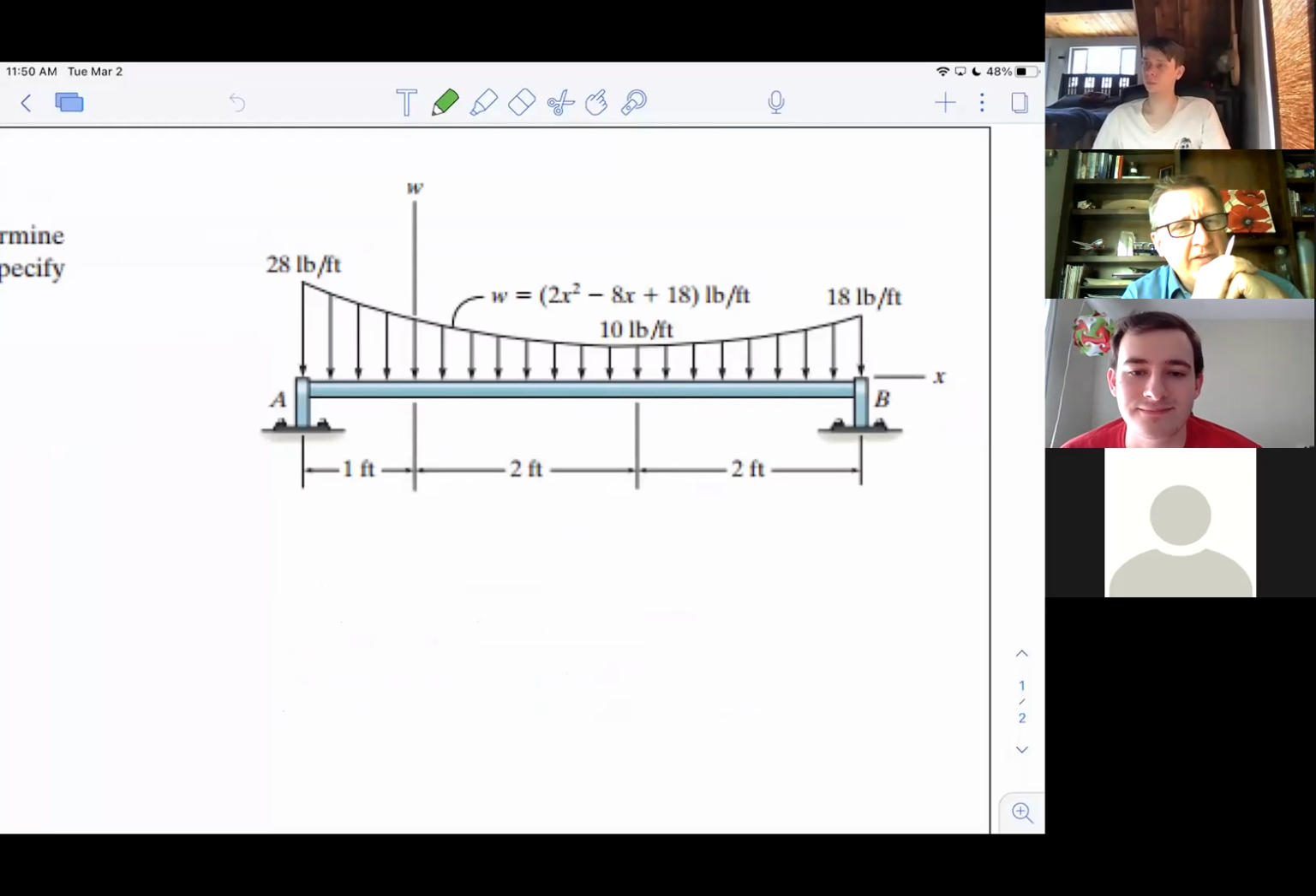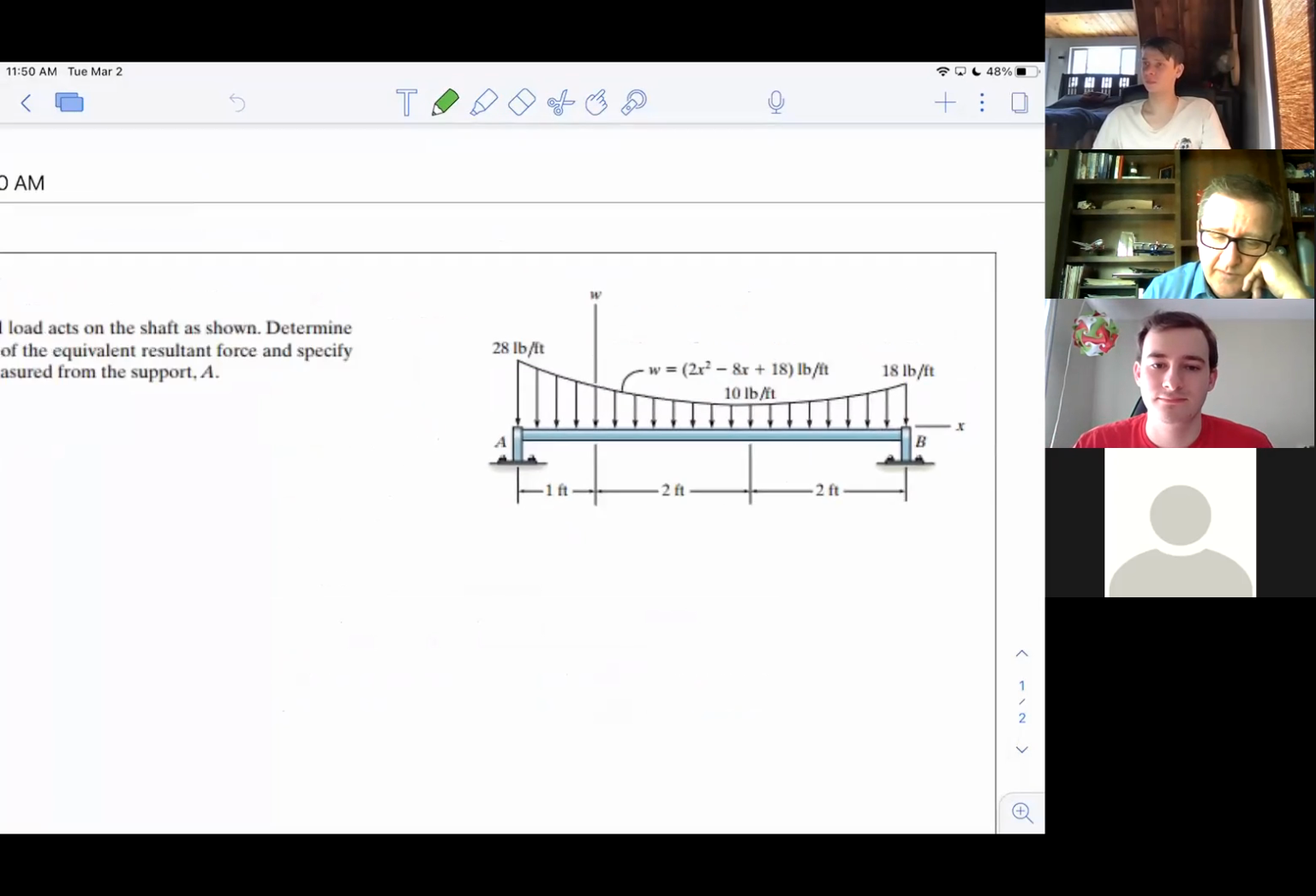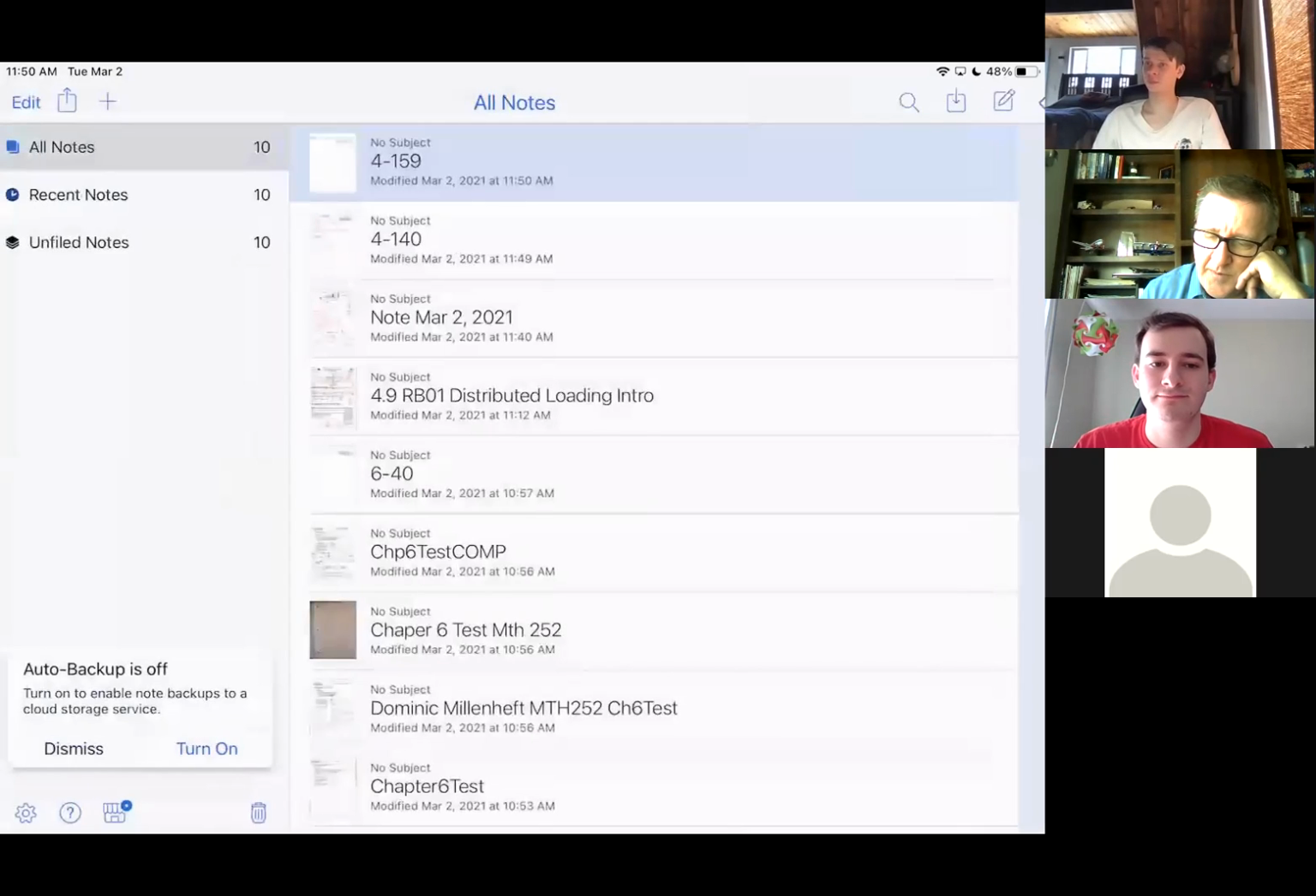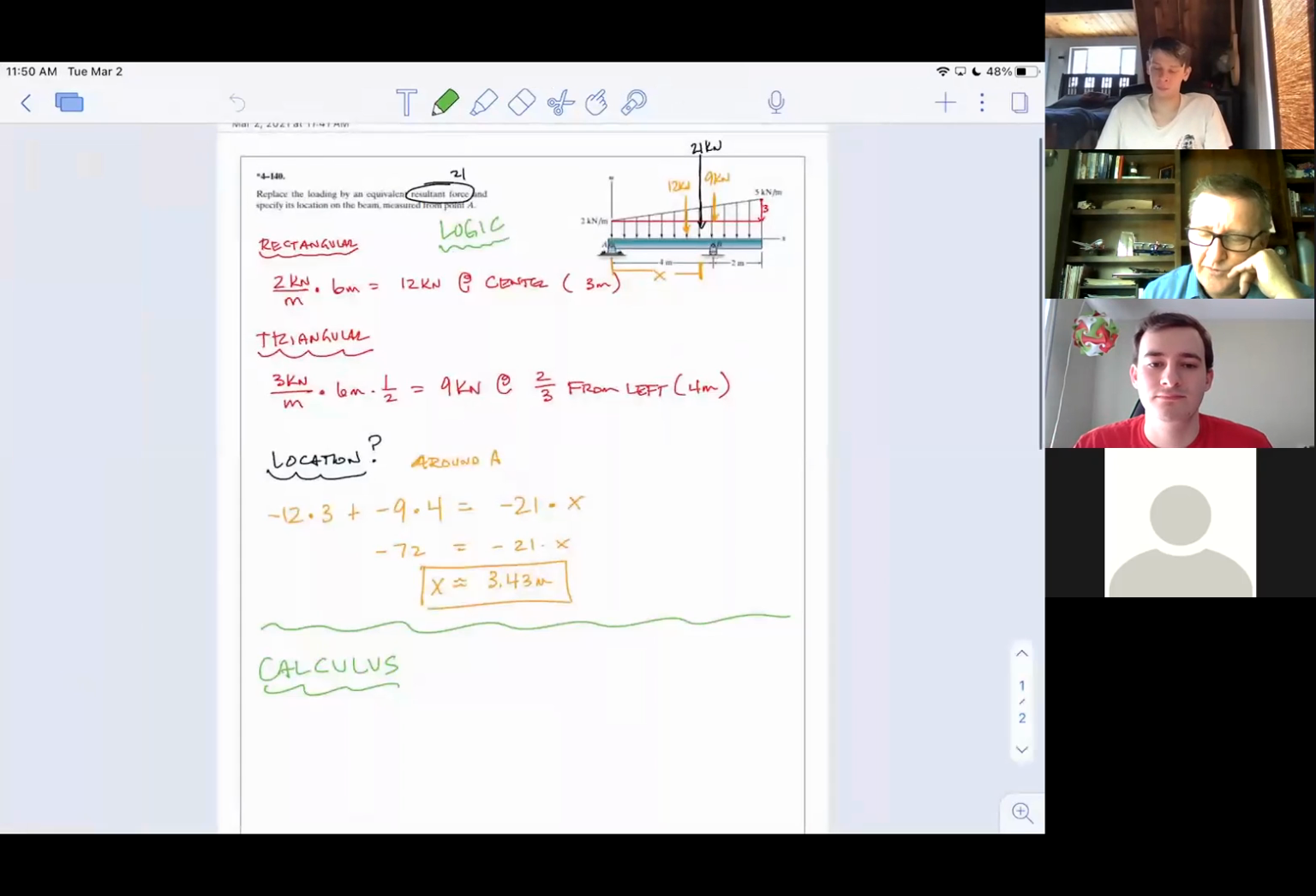So, you know, maybe that's a cable. And so I'm getting kind of a curved load associated with it. And so I'm not just going to be able to break it up into shapes that I understand always. So we're going to have to do this problem with calculus. But let's see if we can get the same answer for the one we were just working on using calculus.